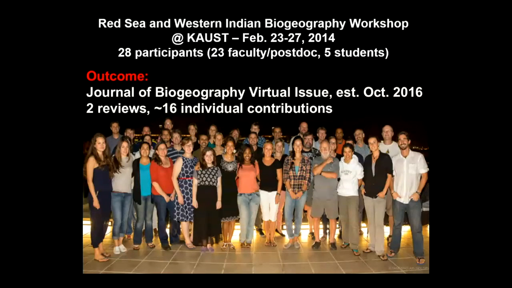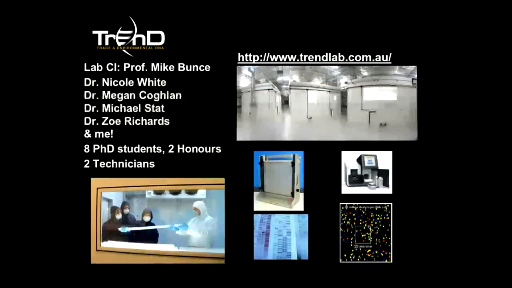So for the last 15, 20 minutes here, I thought I'd switch gears and talk about some of the stuff I'm doing now out at Curtin. A lot of my work is associated with this trace and environmental DNA lab out at Curtin University in Perth. The PI, or CI, for that lab is Mike Bunce. There's a number of academics there, including myself, a bunch of students, and some technicians as well.